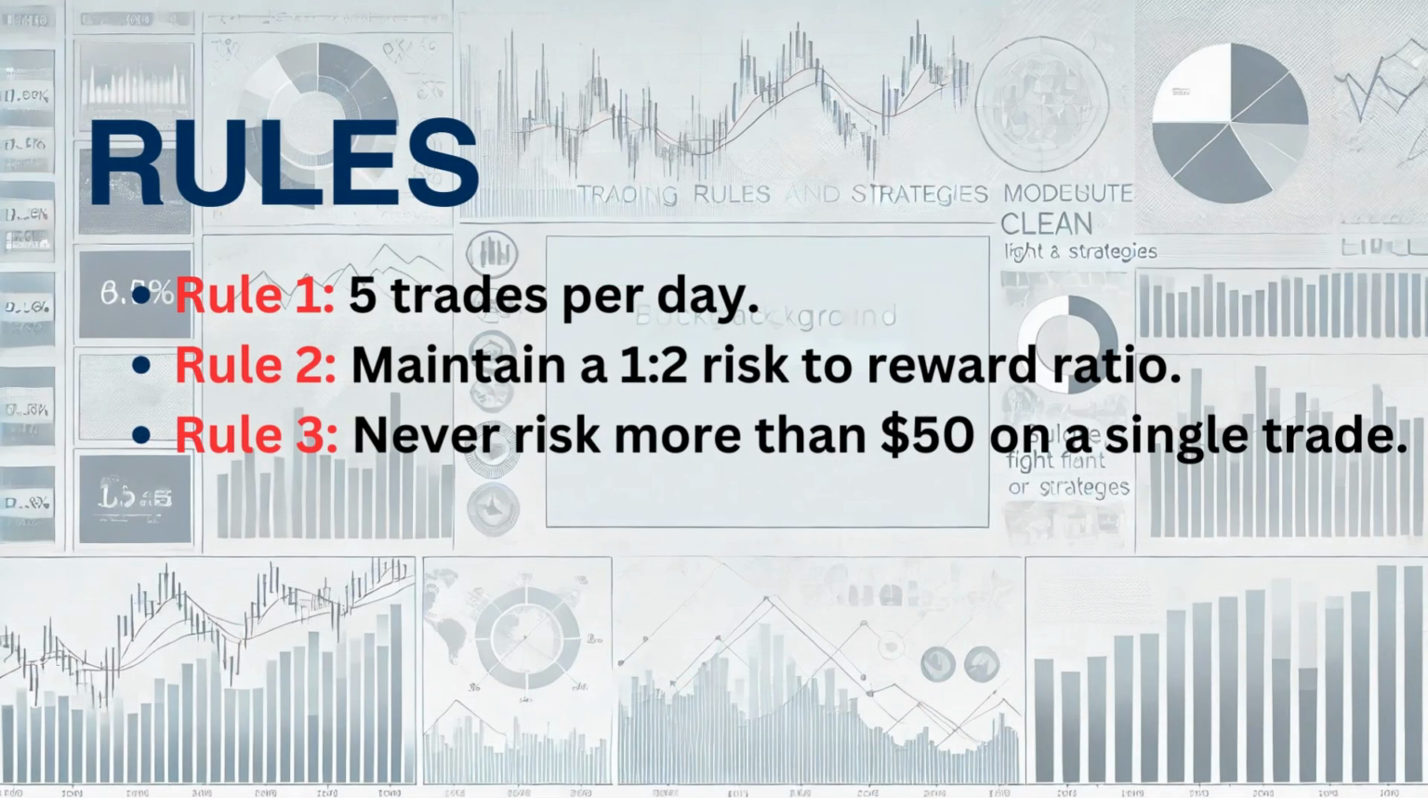Back to the rules. Rule 1, 5 trades per day. Rule 2, maintain a 1 to 2 risk to reward ratio. Rule 3, never risk more than $50 on a single trade.